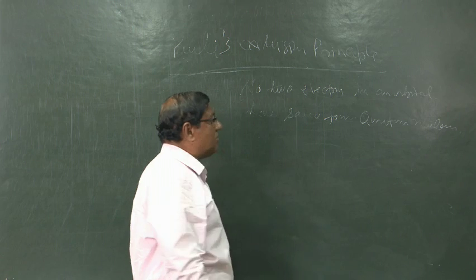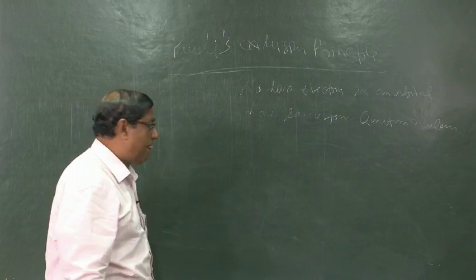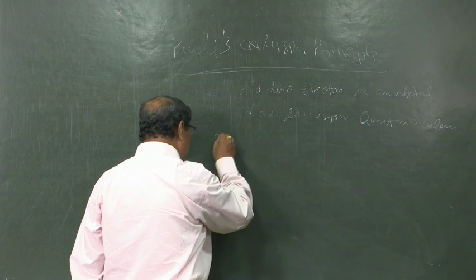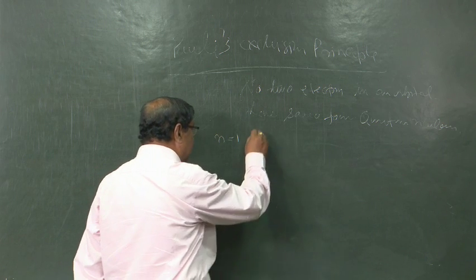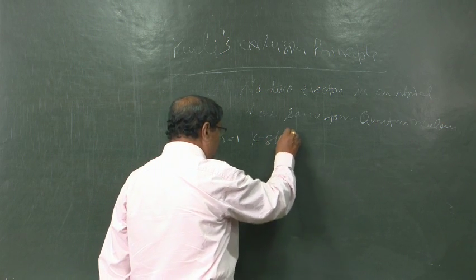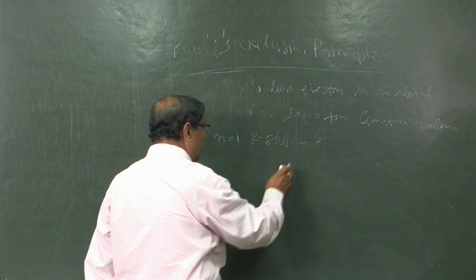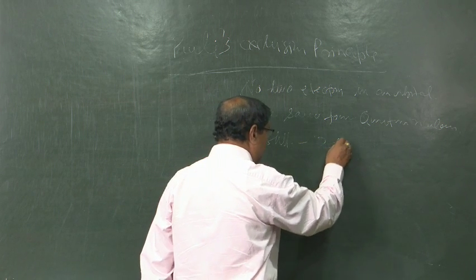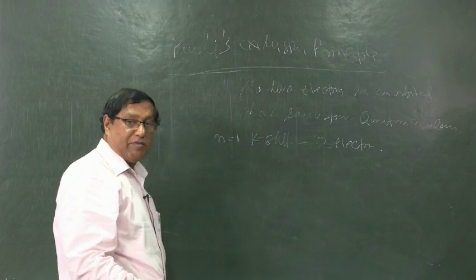No two electrons in an orbital have the same 4 quantum numbers. For example, n is equal to 1. When n is equal to 1, it is the K shell. So the K shell contains 2 electrons. Let us see what the quantum numbers are.